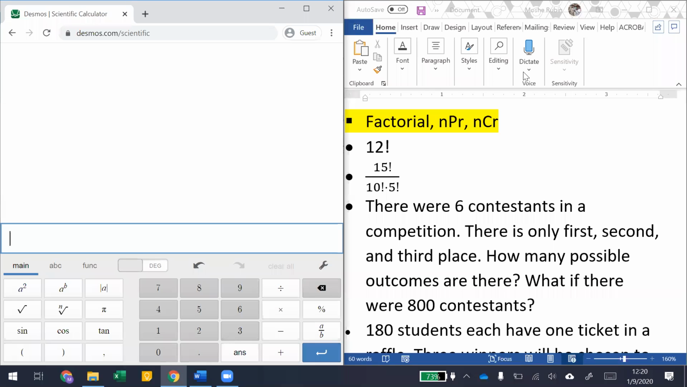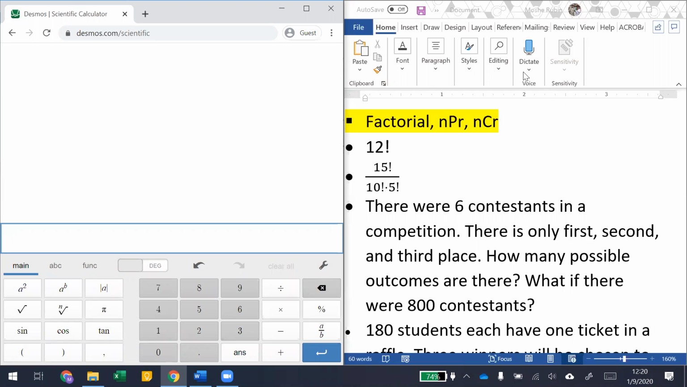Alright guys, welcome to this next video on the Desmos Scientific Calculator. In this video, we're going to practice with some problems using factorial and using combinatorics, which is nPr and nCr. We're going to see how Desmos can do these things for us.